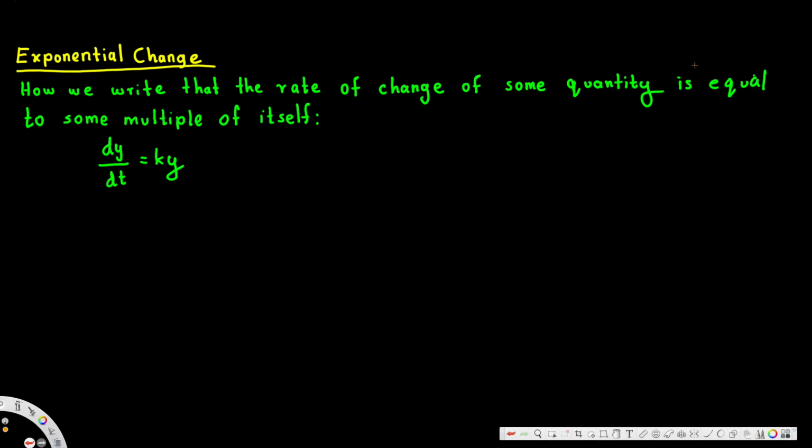In this video we are going to see how we write that the rate of change of some quantity is equal to some multiple of itself. This is the basic rate of change equation, dy over dt is equal to ky. Now here you can see this is a separable differential equation, so we can separate and integrate.